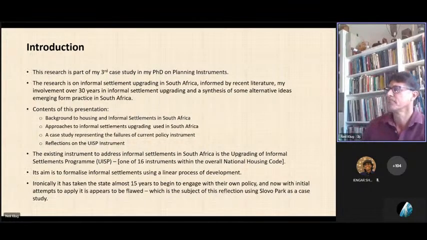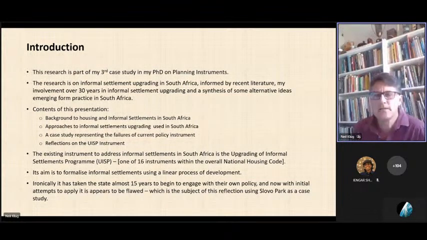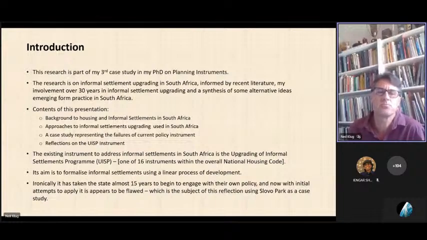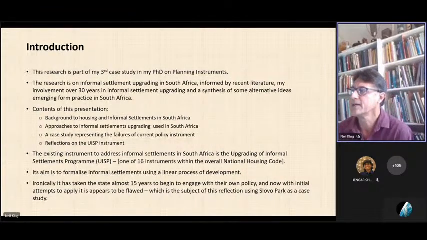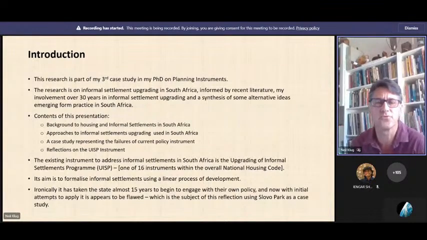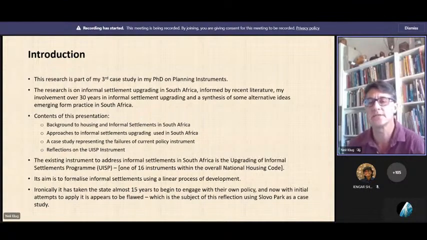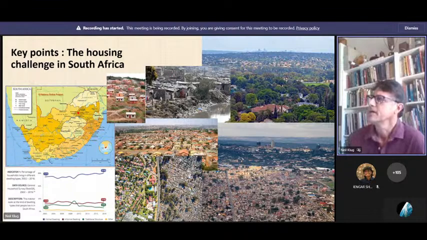So really the problem that we're facing, very briefly, is that the existing instrument to address informal settlement upgrading in South Africa is the Upgrading of Informal Settlements Program, something called the UISP, and it's one of 16 different policy instruments that the state uses to provide housing to very low-income people in South Africa, as a result of the legacy of apartheid. Its aim is to formalize informal settlements using a very linear process of development. Ironically, it's taken the state almost 15 years since they first devised this instrument to actually begin to engage with it. And the irony is that now that we're beginning to engage with it, we're seeing its shortcomings, and that actually it's a very inappropriate instrument.